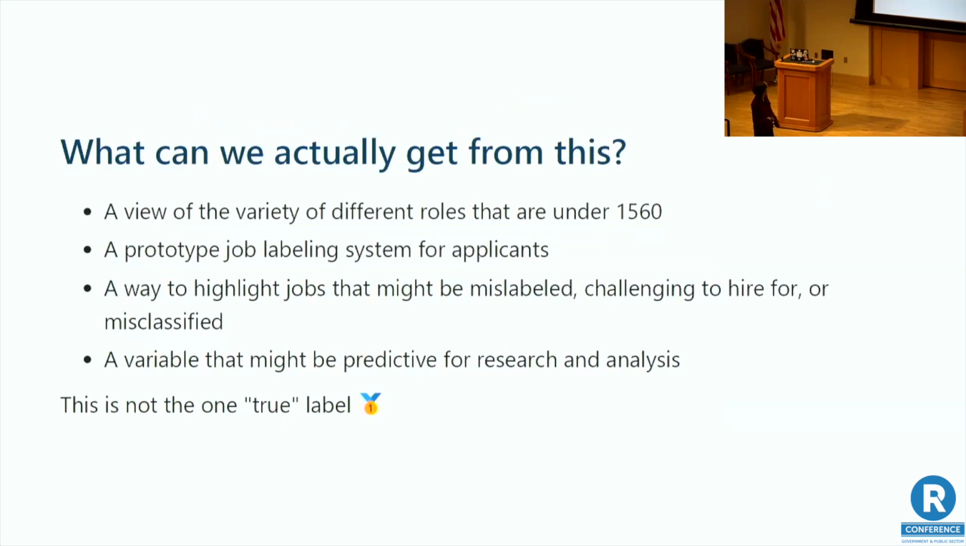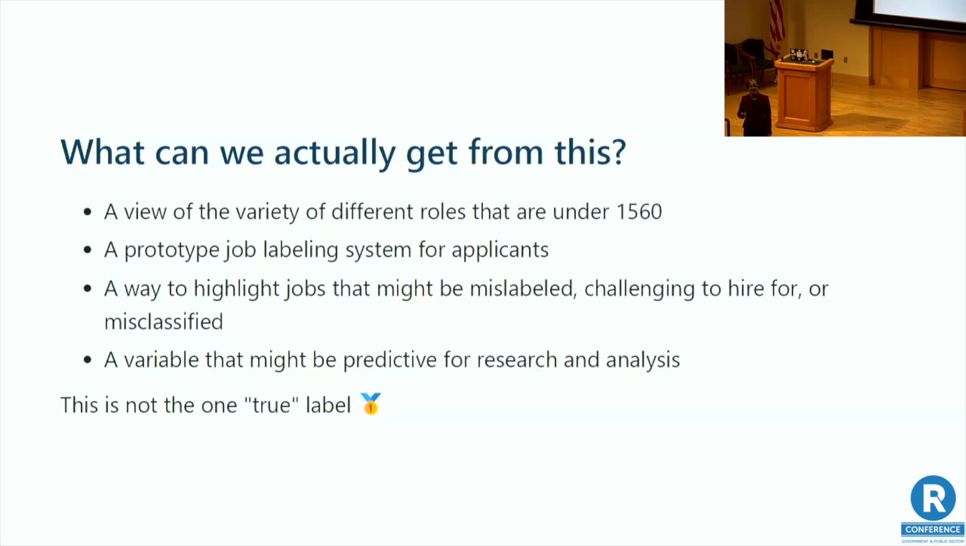Okay, so what do we actually get from this? We can get a view of the variety of different roles that are getting advertised as 1560s. We can get a prototype job labeling system for applicants. Again, though, we can sort of give to somebody, like, this is how you can search. We can get a way to highlight jobs that might be mislabeled, challenging to hire for, or misclassified. I'll talk a little about that.